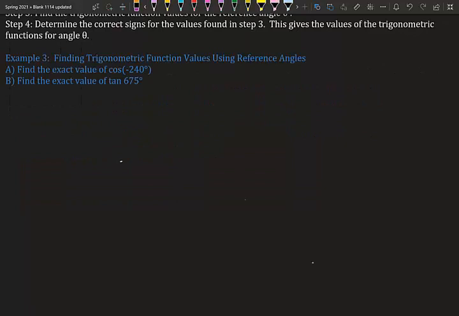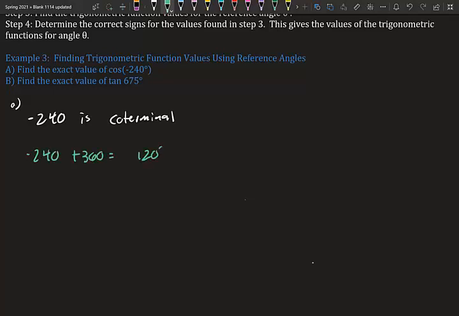Example 3, finding trig function values using reference angles. So we need to find the exact value of cosine negative 240. Alright, so negative 240, that's not between 0 and 360. So let's go ahead and find the coterminal angle. So we do negative 240 plus 360 and we get 120 degrees. So that means that's the coterminal angle.